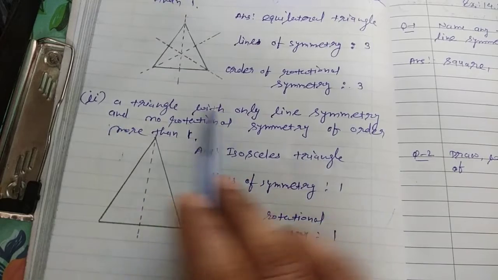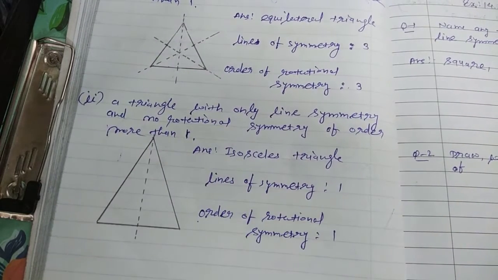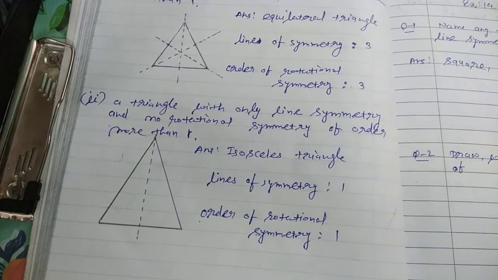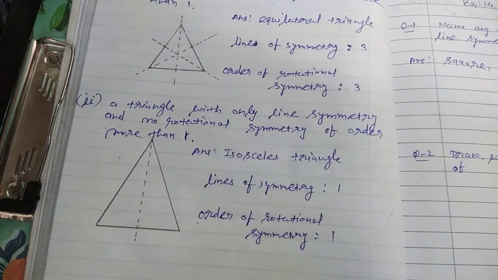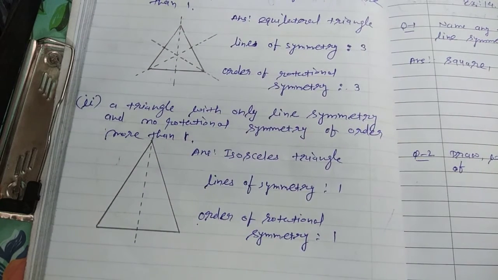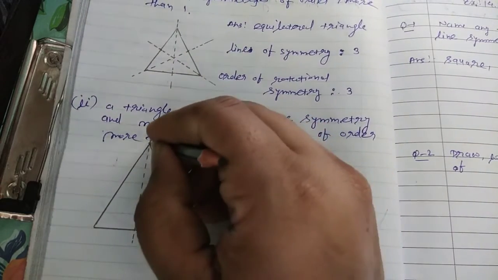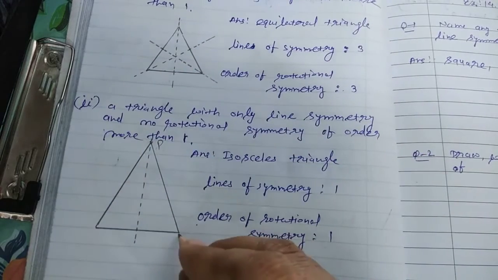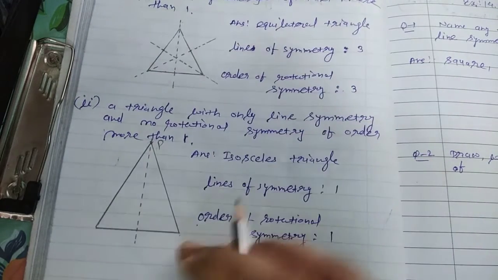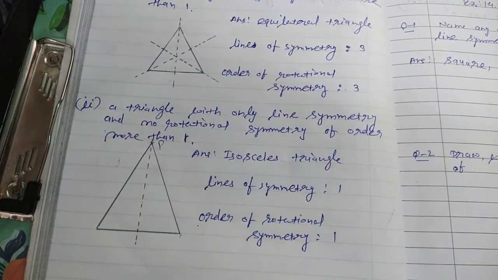Next, number 2. A triangle with only line symmetry and no rotational symmetry of order more than 1. For that, it is nothing but an isosceles triangle. In an isosceles triangle, there is one line of symmetry. Now for rotational symmetry, if we take this point P, we have to move this shape in such a way that this point comes to this other point. When this P comes to this point, the shape of the triangle is not exactly the same as the original shape.